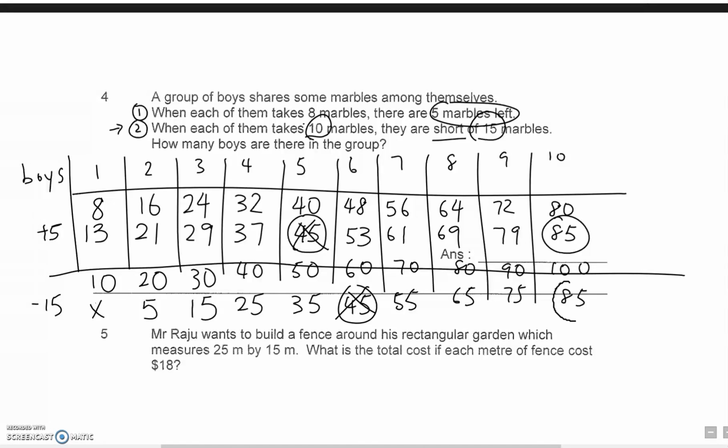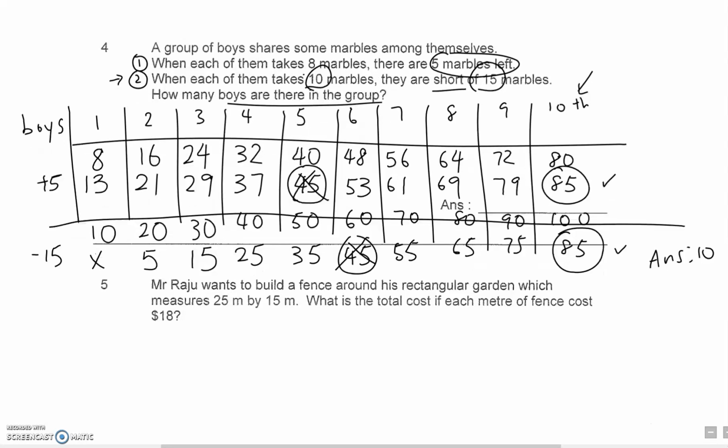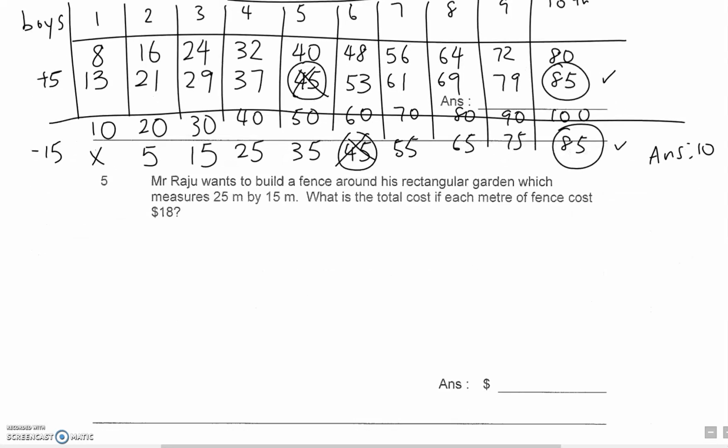Now 85, something is very amazing about 85. Number 1, both numbers match. Number 2, they are all talking about the 10th boy. And the 10th boy gave us a total of 85 marbles in the first clue, 85 marbles in the second clue. So when they ask how many boys there are in the group, the answer has to be 10. It cannot be 5 or 6, so it has got to be 10. Okay? Okay, let's move on.